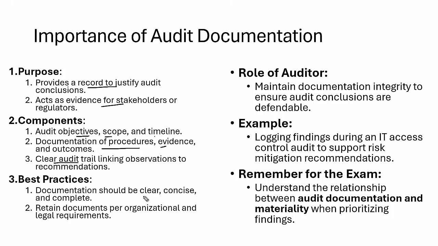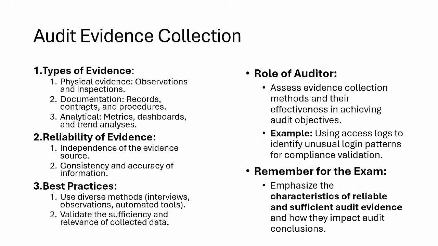So best practice, as we discussed previously, it should be clear, it should be concise, and we should retain as per the legal or regulatory requirements or as per the retention policy. But maintaining document integrity is the most important part. In this entire process, evidence plays a very important role. So we have 3 types of evidence: physical evidence like observation, inspection, like when the auditor goes on the floor, he observes everything. What he collected in an email, like documentation, records, contracts, procedures. Then using analytics like metrics, dashboards, he can also provide to the board. Independence is very important when he is presenting the evidence, and consistency and accuracy are the most important part.